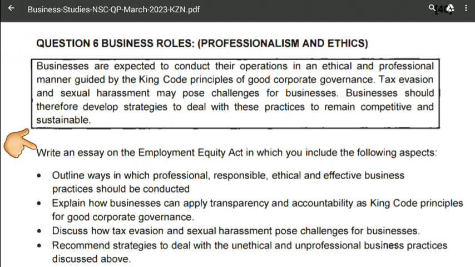Unfortunately, this one has a little bit of an error. It says write an essay on the Employment Equity Act in which you include the following. It was supposed to say write an essay on professionalism and ethics in which you include the following things.